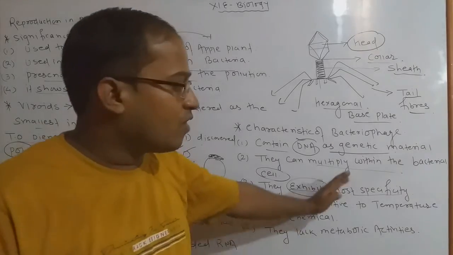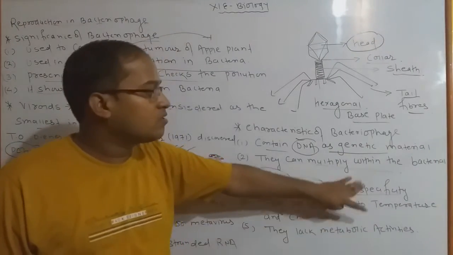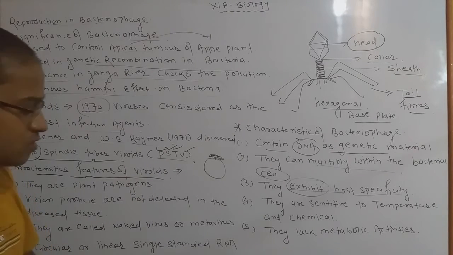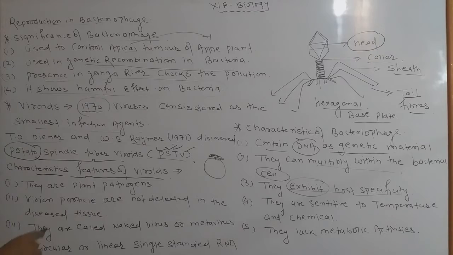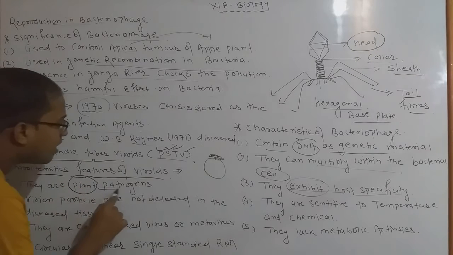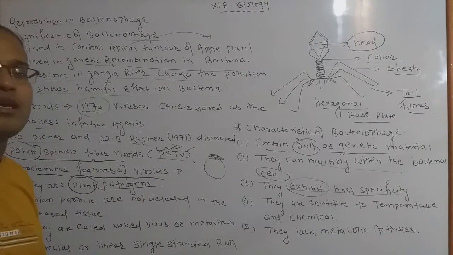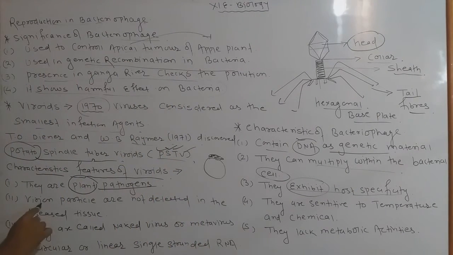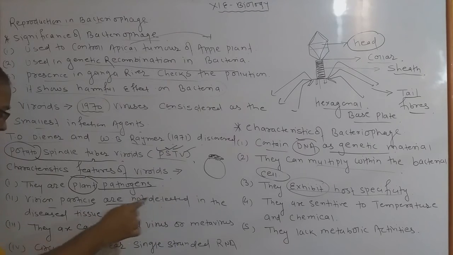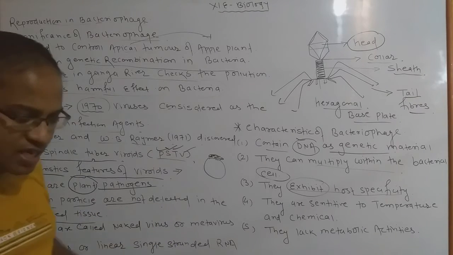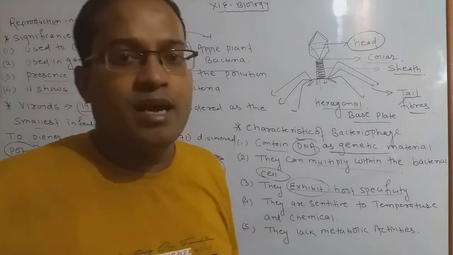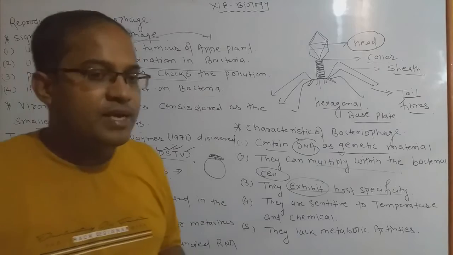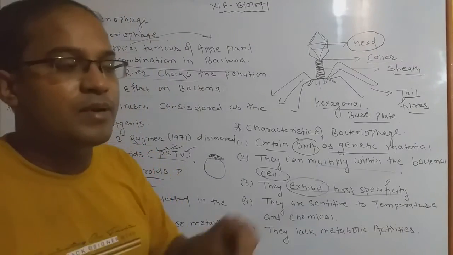Just as virus and bacteriophage have characteristic properties, viroids also have their own characteristic properties. So let's discuss one by one. Most important, they are very harmful for plant pathogens. They are most harmful to plants. Generally viroid particles are not detected in diseased tissue. If you collect any diseased tissue, you are unable to find the viroids because they are very small in nature and may be naked. Very small in nature compared to virus.